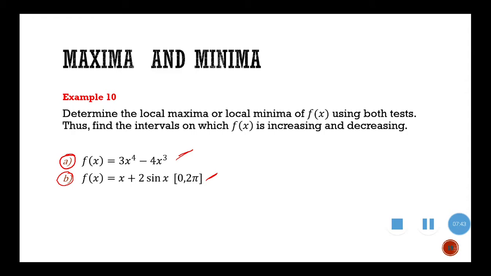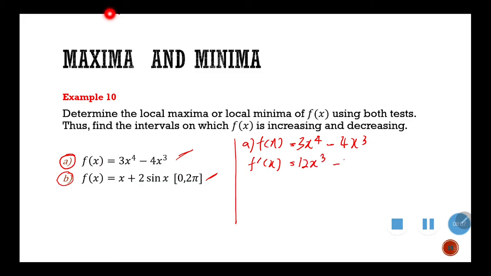Alright? Okay, so for f(x) A here, f(x) equals 3x to the power of 4 minus 4x cubed. So we are using the first derivative test. F prime x, we will get 12x cubed minus 12x square, right? So you may factor out.